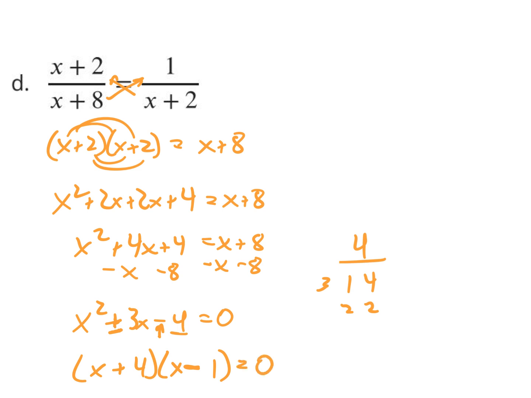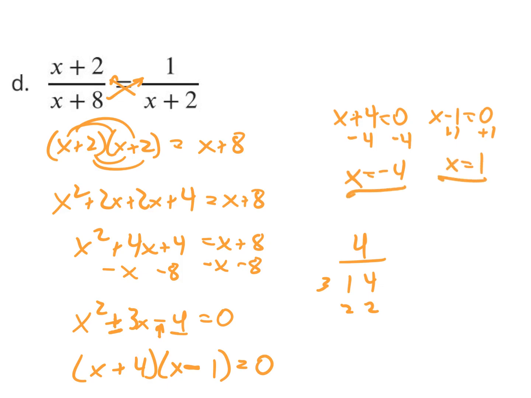So I get x plus 4 equals 0. Set them equal to 0 separately. X minus 1 equal to 0. Subtract 4. X is equal to negative 4. X is equal to 1. Now, let's see if they work. X cannot be negative 2. X cannot be negative 8. So, negative 4 and 1 both work as solutions.